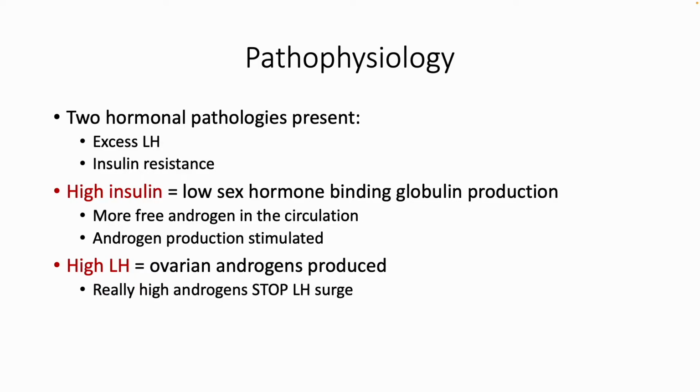However, really high levels of androgens can actually suppress the LH levels and therefore stop the LH surge, which is necessary for the ovulation. And as such, you can get follicles developing in the ovary but be unable to actually then be released, which is what causes multiple follicles to be present in each ovary.